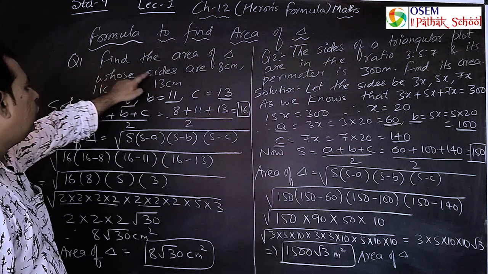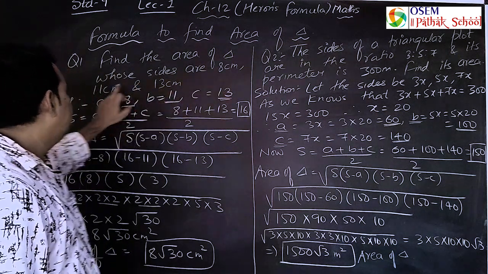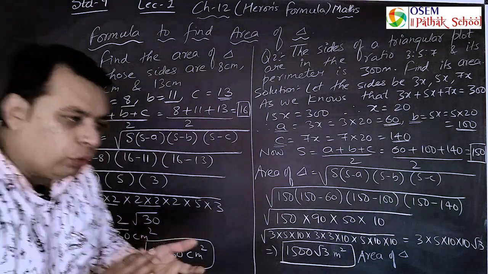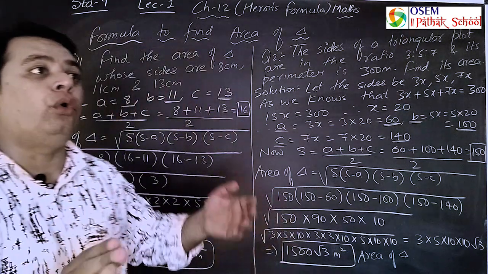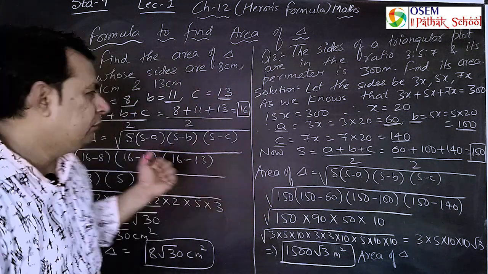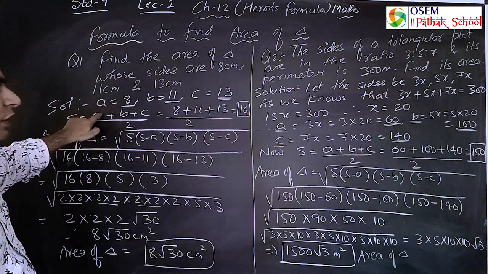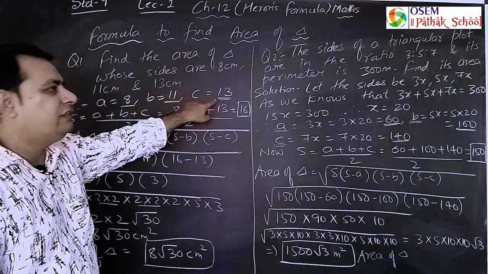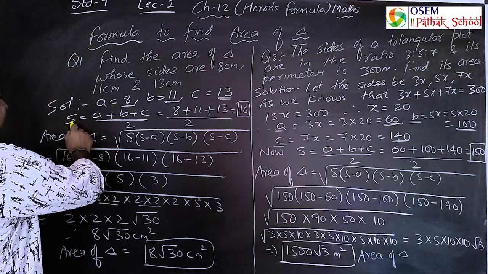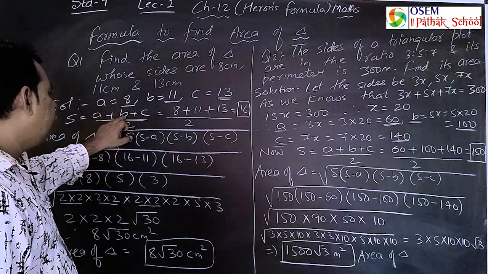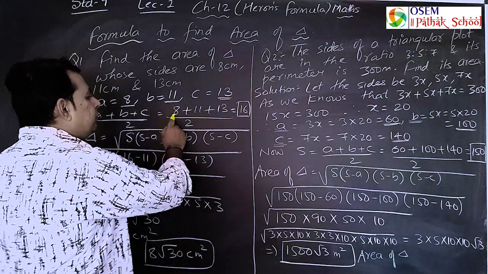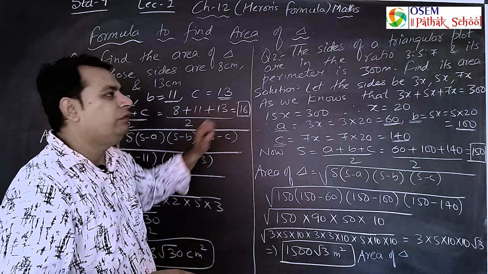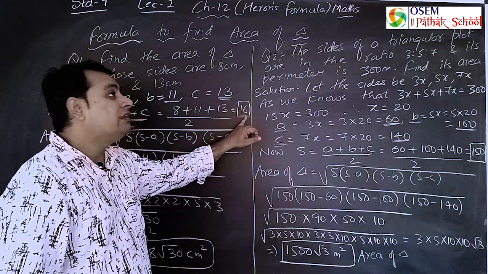First, find the area of a triangle whose sides are 8, 11 and 13. Clearly you can see over here it is a scalene triangle. So no formula was known for the scalene triangle before Heron derived this formula. So here the solution is over here. We will take A as 8, B as 11 and C as 13. So S, that is semi perimeter, equals A plus B plus C upon 2. 8 plus 11 plus 13 upon 2, that is 32 divided by 2. We get the value of S as 16.